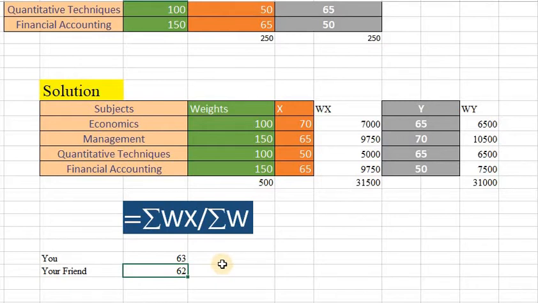This is how it works in your degree semester exams, because they assign weights to marks or to your subjects, and based on those weights they are going to value the things.